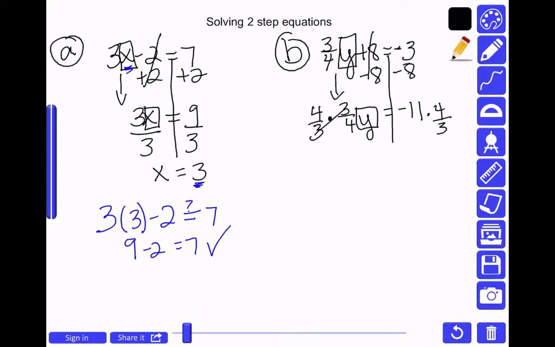Those cancel, and that leaves me with 1y equals negative 11 times 4/3 is negative 44 over 3. Remember, negative 11 is negative 11 over 1. 3 does not go evenly into 44, so I can't simplify that, so I'm going to leave my answer just like that. Remember to leave your answers in improper fractions, but they must be simplified.